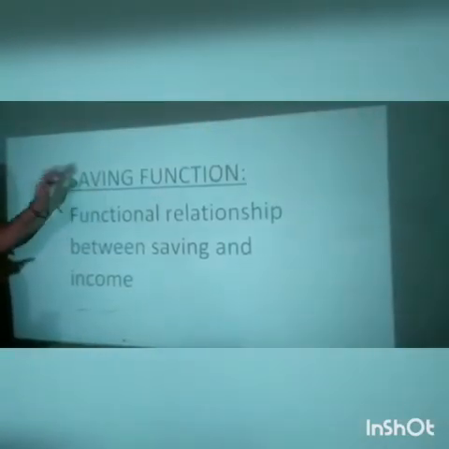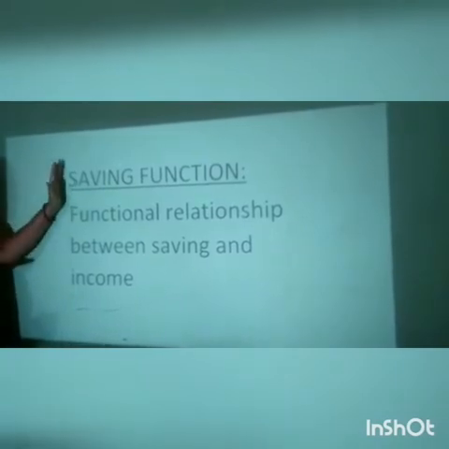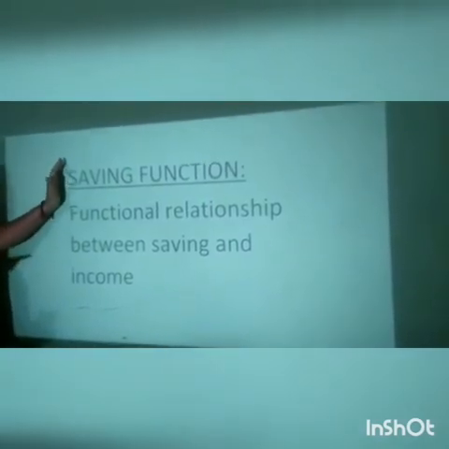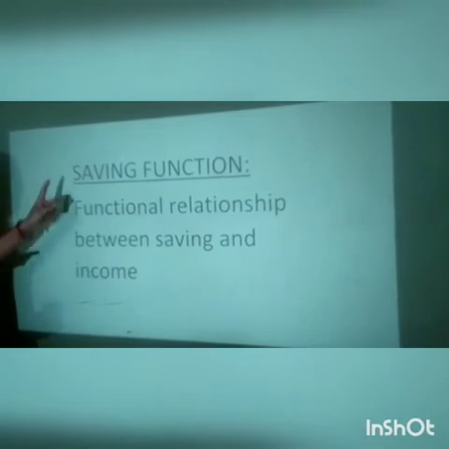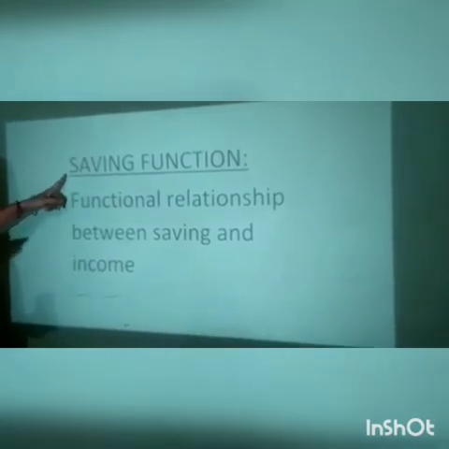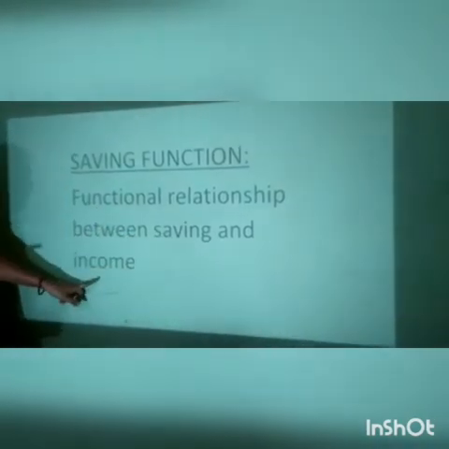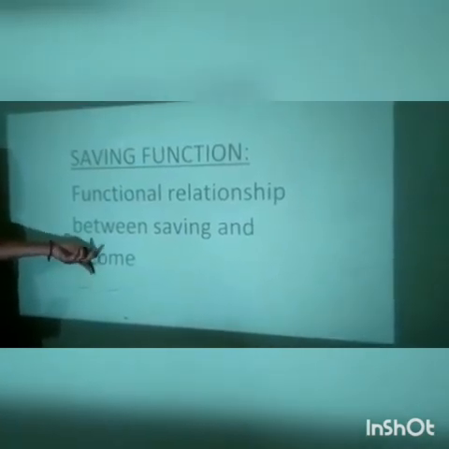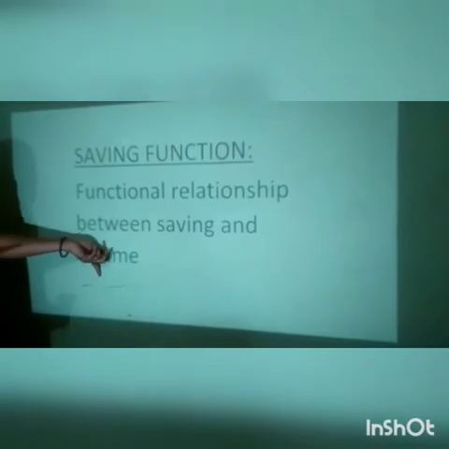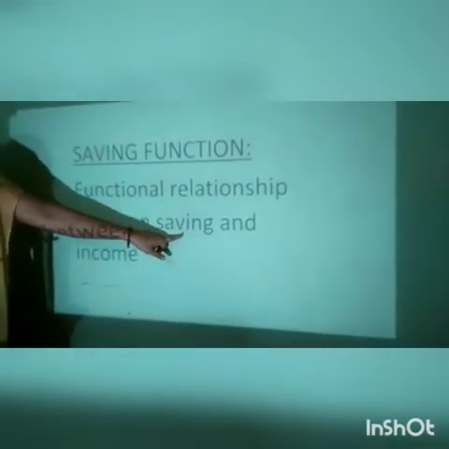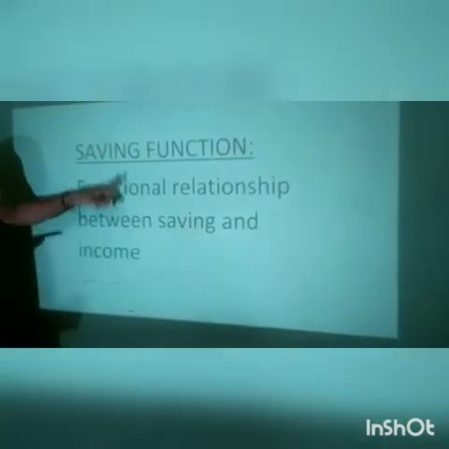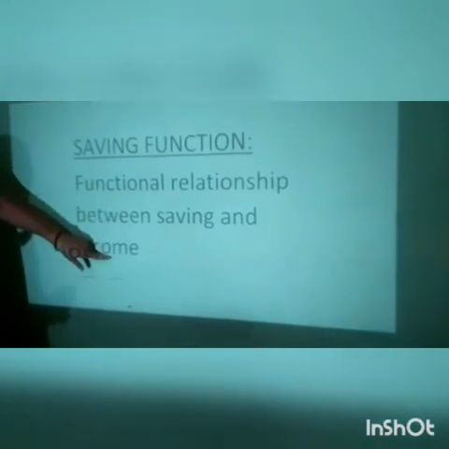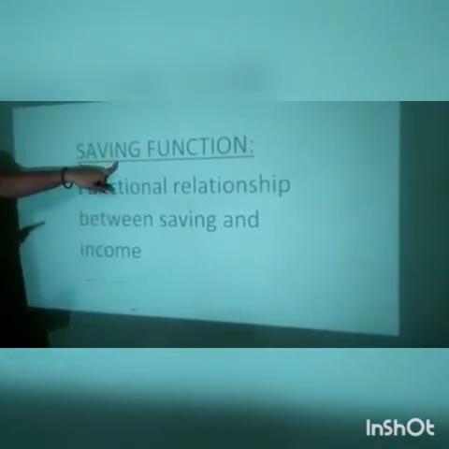Saving function. As the consumption function was the functional relationship between consumption and income, here saving function is the functional relationship between saving and income. Means whatever the change in income, in response to this, whatever the change in saving, their relationship is termed as functional relationship of saving and income, which is termed as saving function.